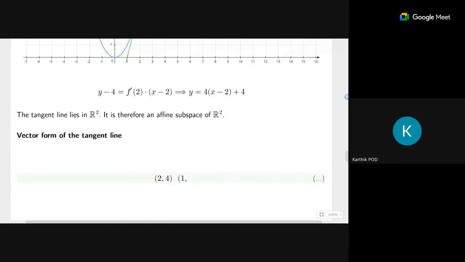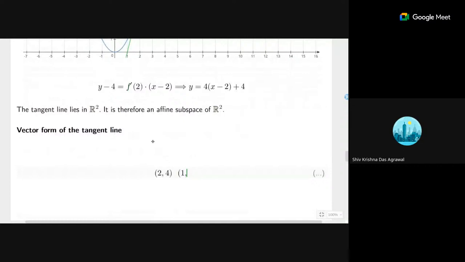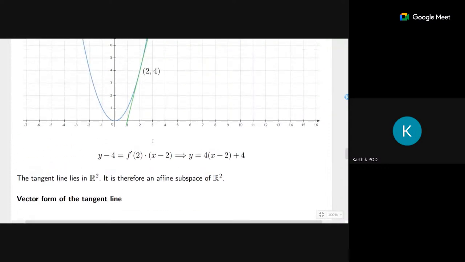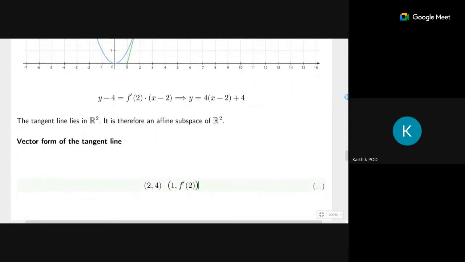Okay, see, this is the green line, right? So think about the green line. If I move by one unit along the x-axis, at say 2, 4, I move by one. I'll move to 3, right? So on the green line, where will the green line go and touch? 9. Okay, right. So if you think about this, it is f prime of 2. Do you see this?